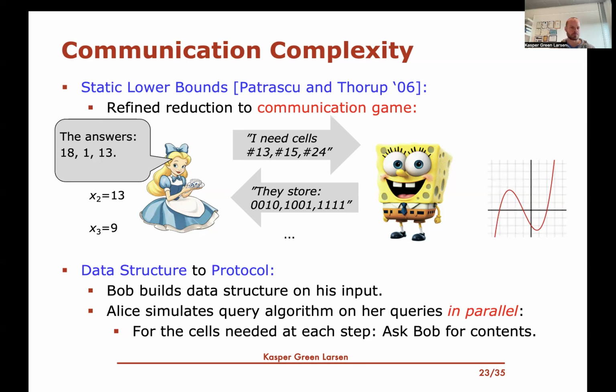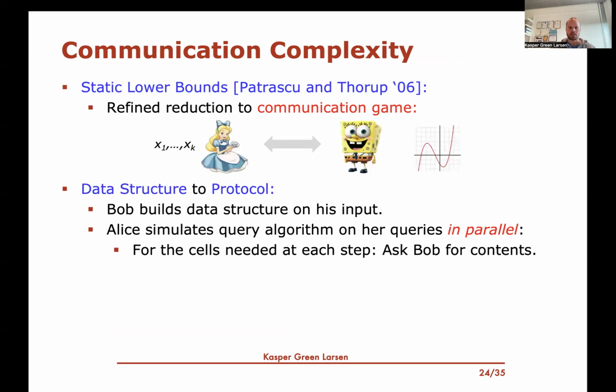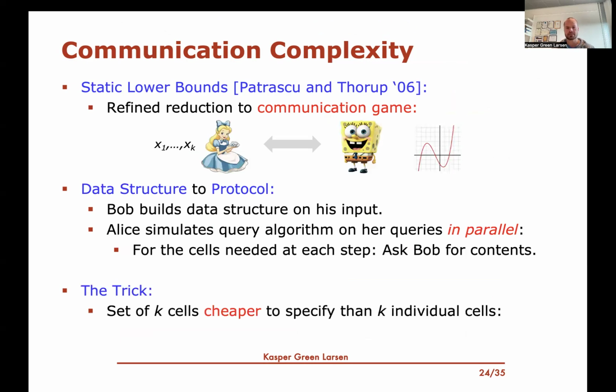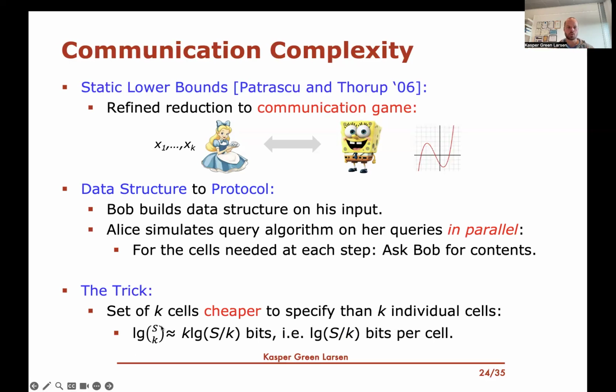Now, what's the trick here? Why are we doing this in parallel? What are we gaining? So the real trick here in this reduction is that it is actually cheaper for Alice to ask for K cells at the same time compared to asking for K cells one at a time. Why is this? Well, basically because if she wants to ask for K cells in a data structure that has S cells, there's only S choose K many choices for what those cells could be. She needs log of S choose K bits to specify the set of cells that she wants. And if you look at standard approximations of the binomial coefficient, you'll get that this is about K times log S over K. The trick here is that per cell, it's only log S over K bits instead of log S bits if we specified them one at a time.